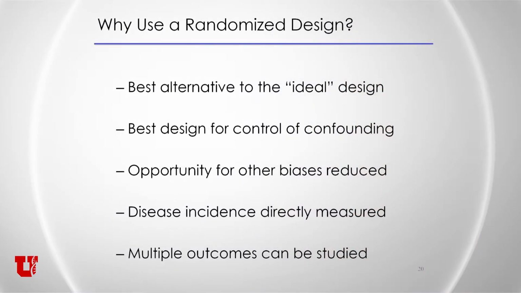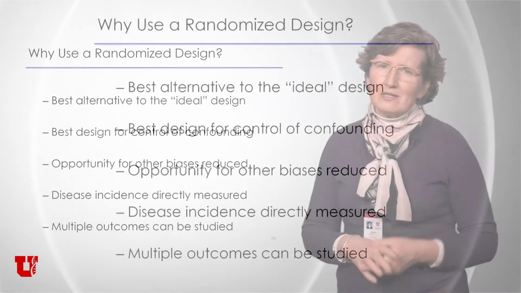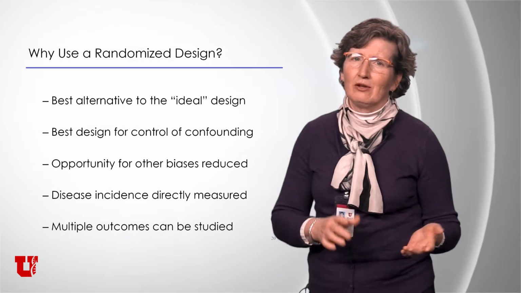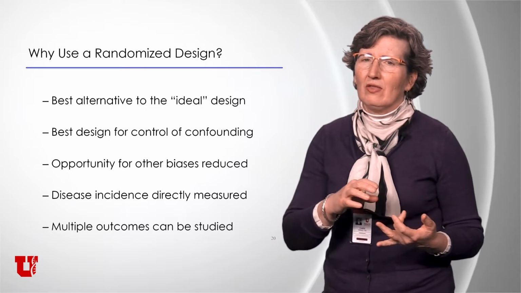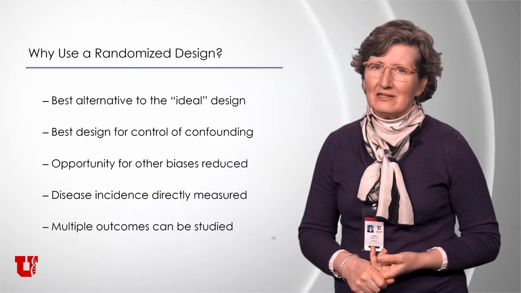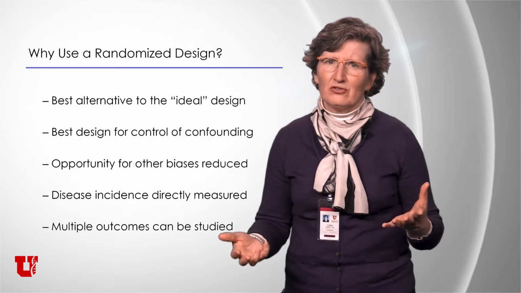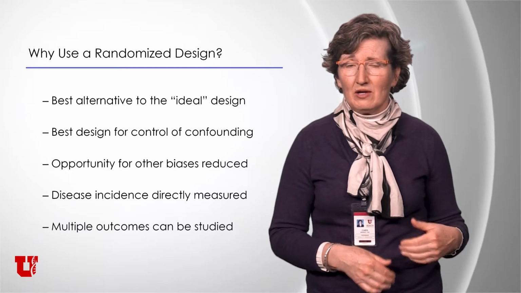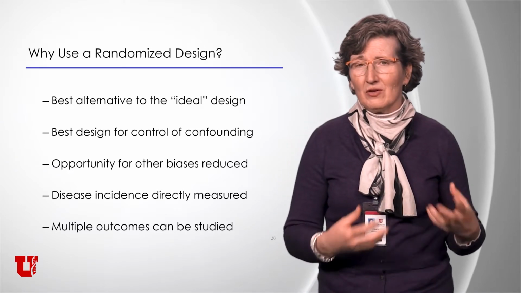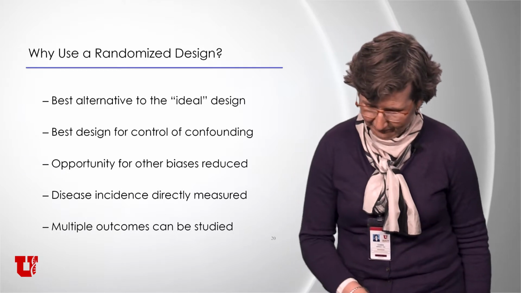So a randomized trial actually also reduces the opportunity for other biases. In a randomized trial, you can directly measure the incidence of disease, and that's going to be contrasted with the case control study that we'll talk about later. And in a randomized trial, multiple outcomes can be studied. So in that example from the Women's Health Initiative, not only did they look at CHD deaths, they looked at many different outcomes. Once you've got your population of people and you're following them, you can look at a lot of different outcomes in relation to your same hypothesized causal treatment or exposure.